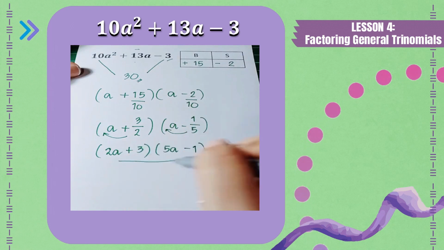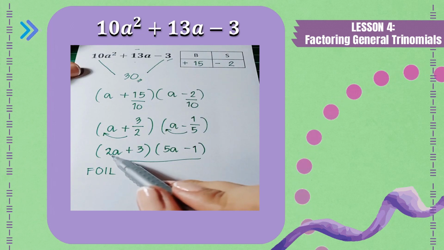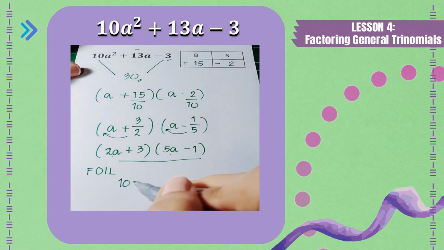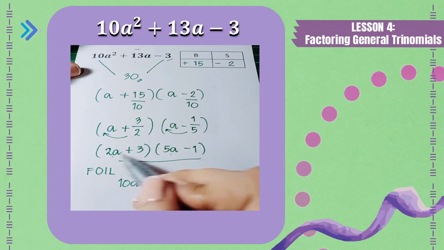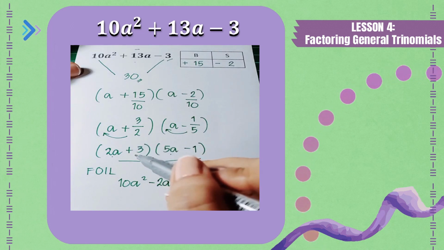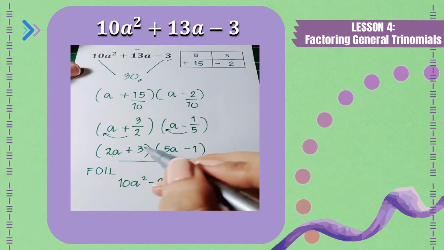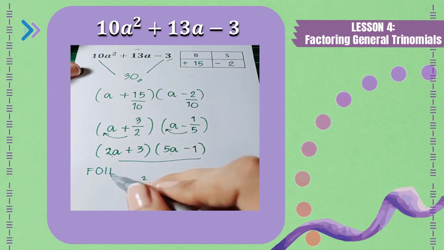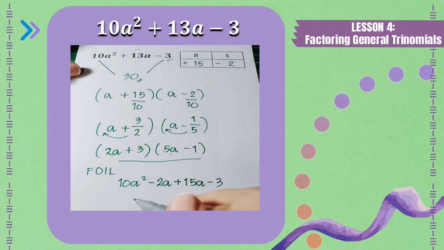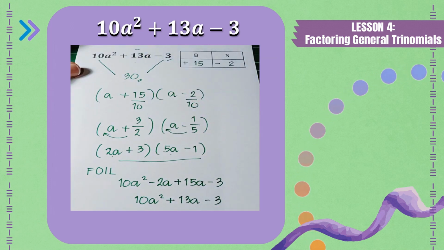So, let us check kung tama yung nakuha nating factors by using the FOIL method. So, first terms, we have 2A times 5A, we have 10A squared. Outer terms, 2A times negative 1 is negative 2A. Then, inner terms, we have positive 3 times 5A, positive 15A. And positive 3 and negative 1 for the last terms, we have negative 3. So, we have 10A squared. Then, combine these two, we have positive 13A minus 3, which is our original trinomial.